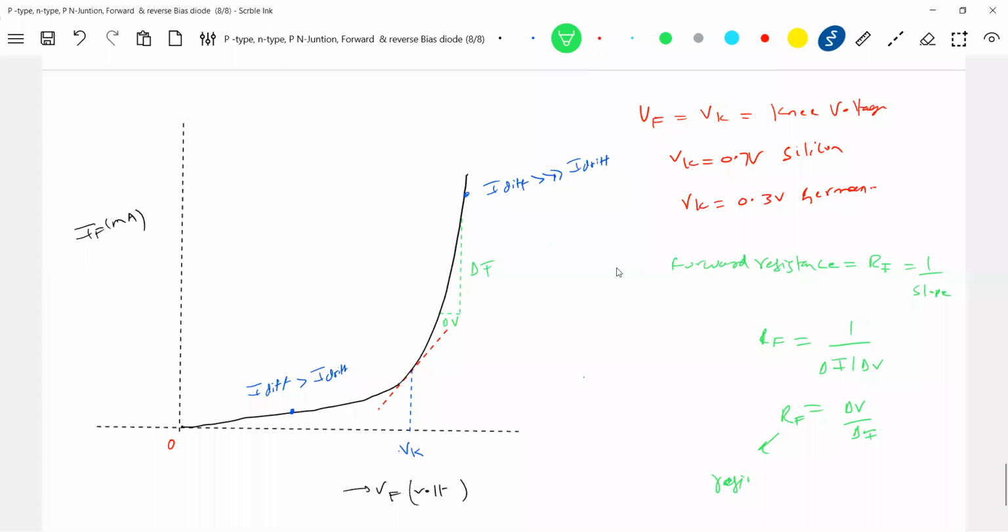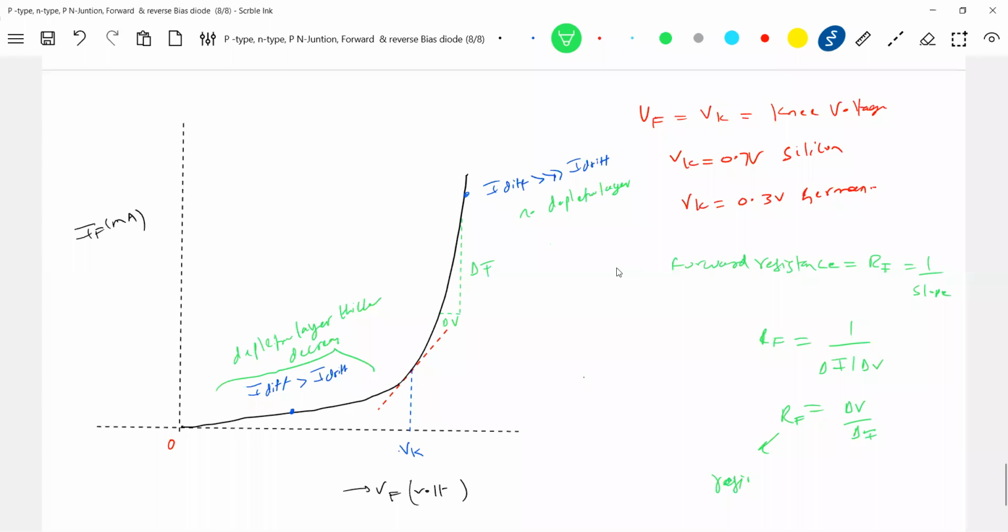Because there is no longer a depletion layer. No depletion layer here, better you write it. Here the depletion layer thickness decreases in this region. After this there is no depletion layer. So where we are calculating the resistance after the knee voltage, there is no depletion layer.